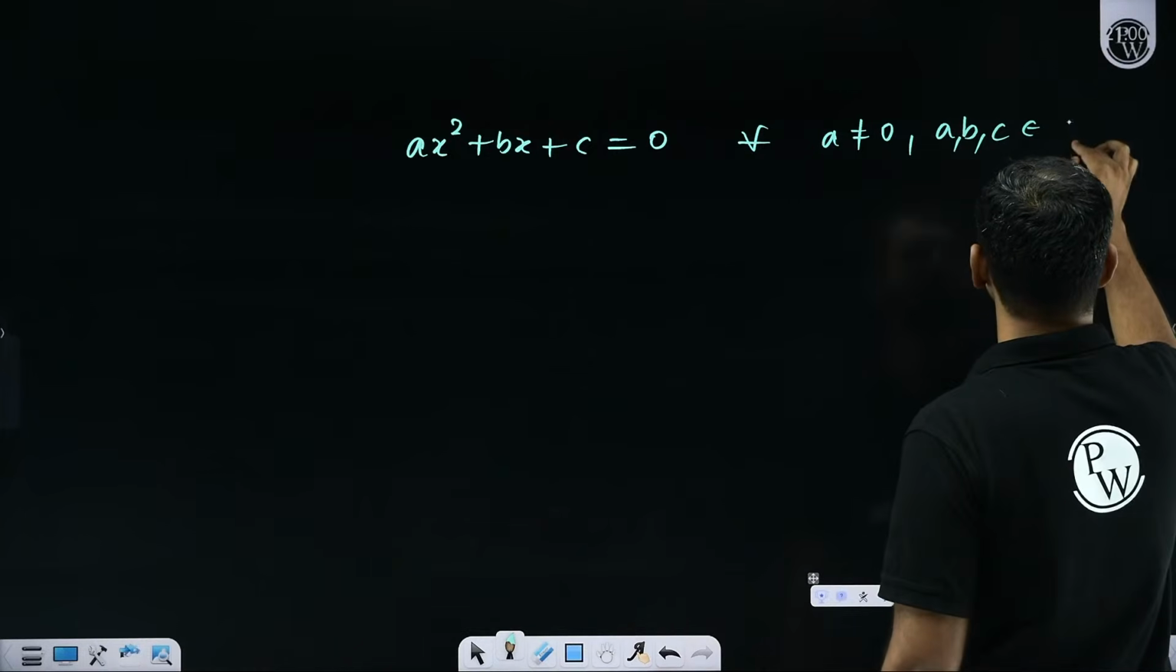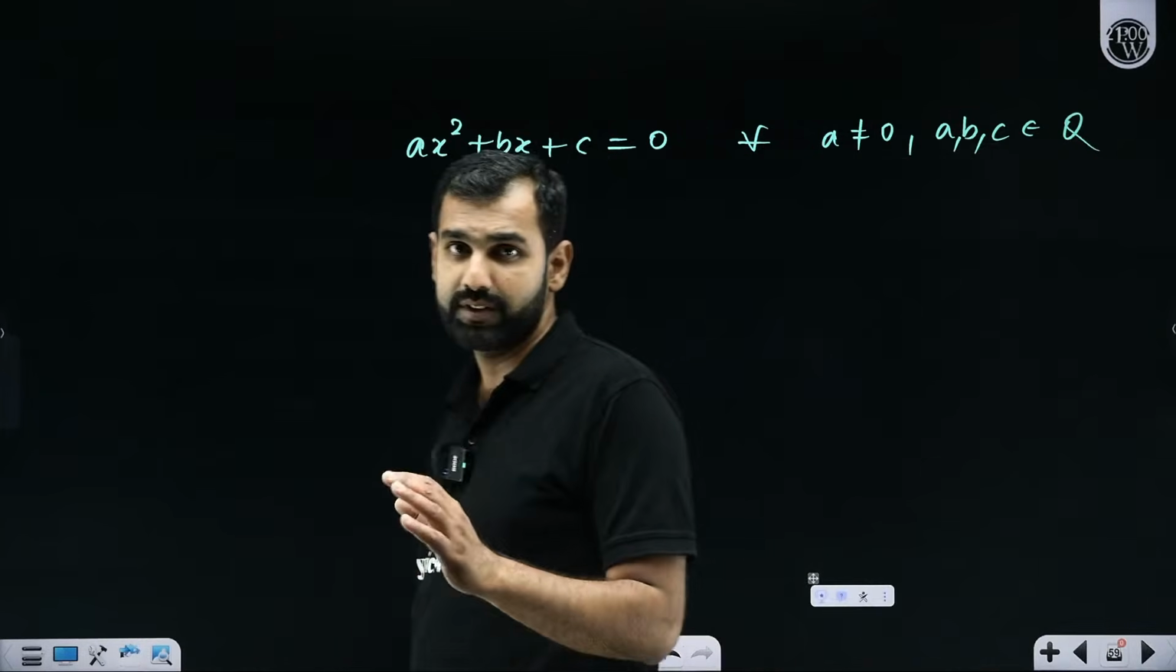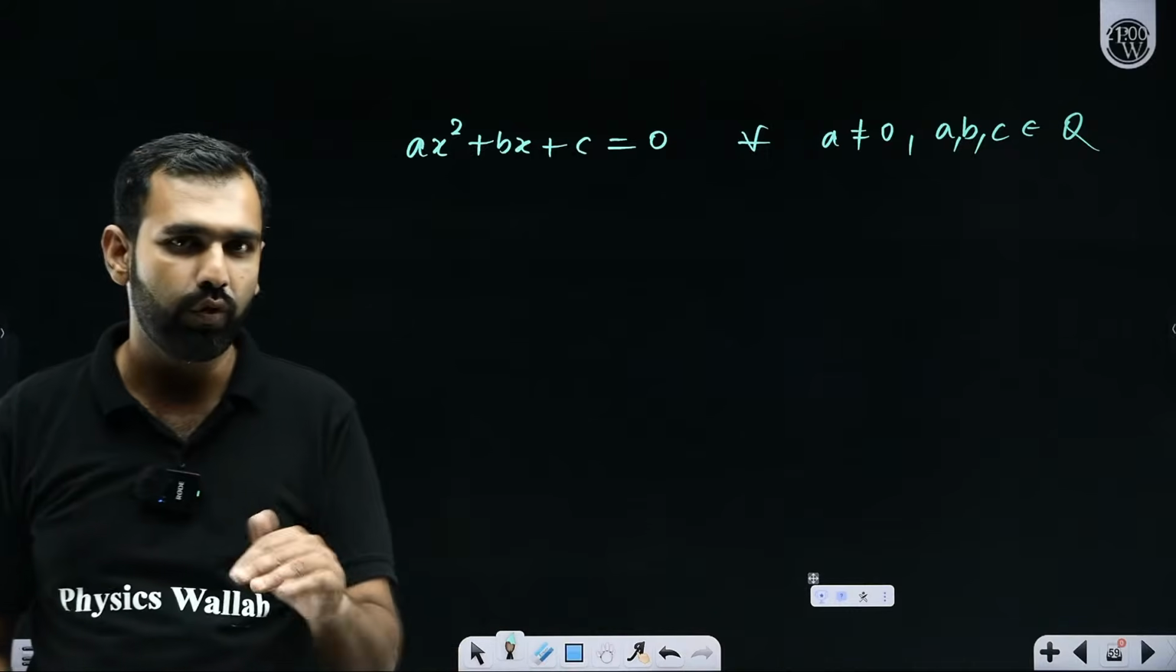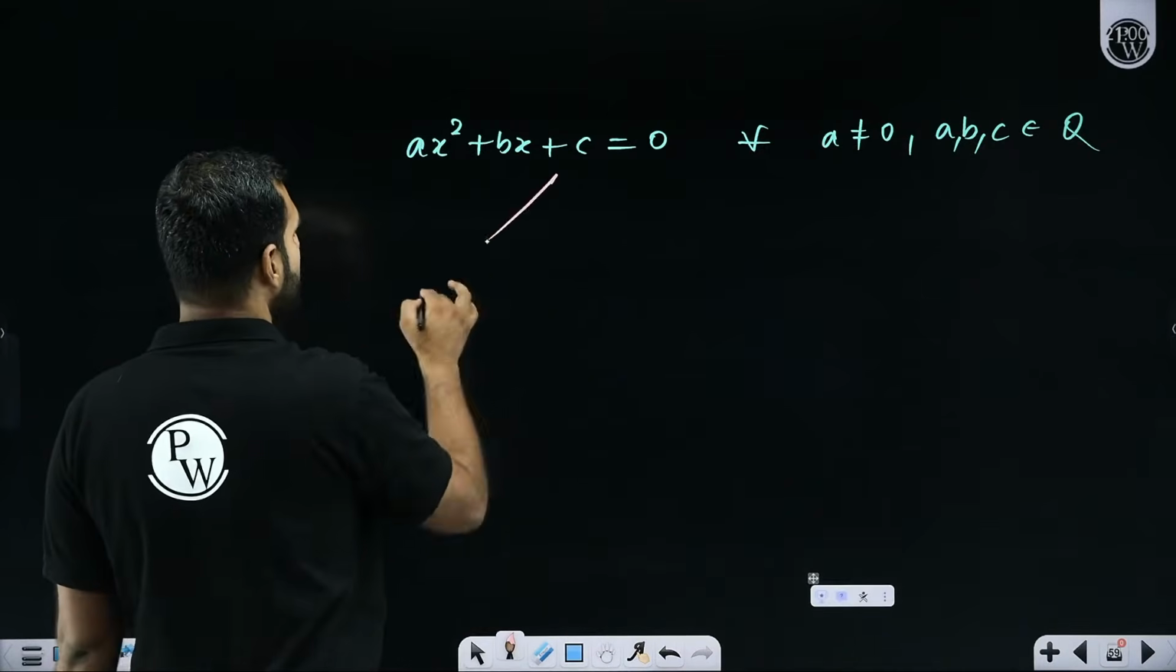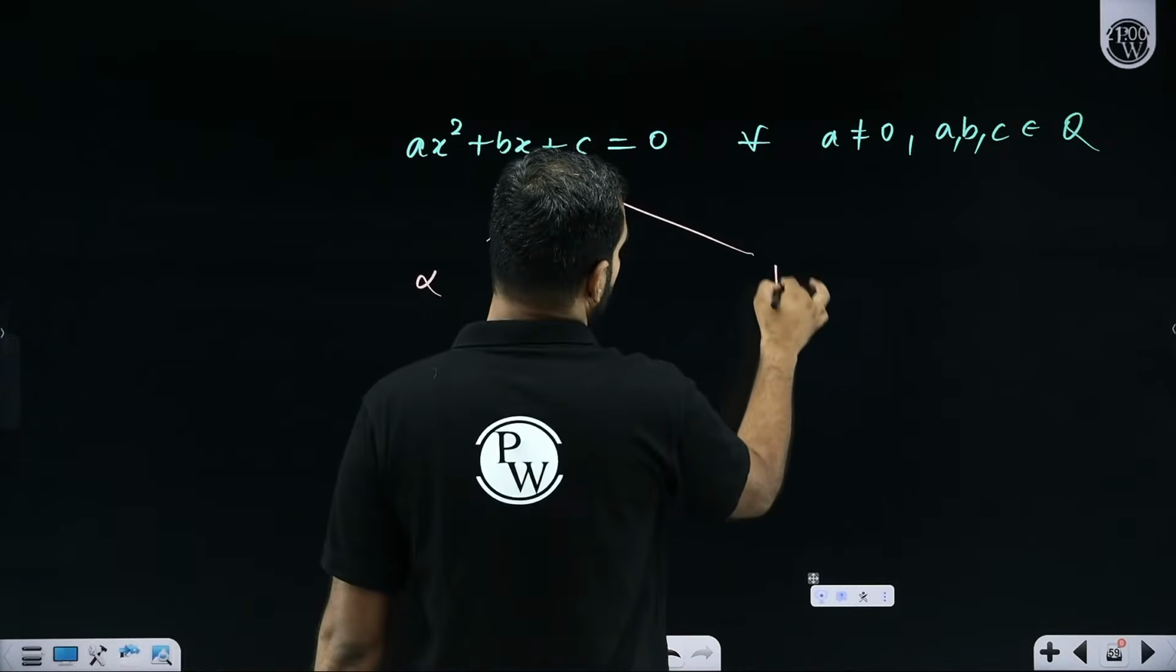Let's call it rational for a while. They all are rational. I hope you understand what are rational numbers, p by q form where q is not 0. So if it has one of the roots as alpha, other root as beta.